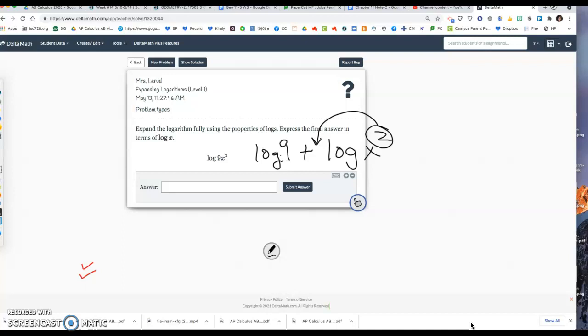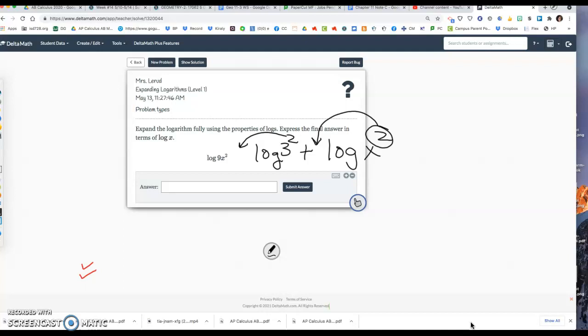What is a 9? It's just log base 10 of 9 plus log base 10 of x squared. We bring the power out front. But because you can bring powers out front, and because 9 is really 3 to a power, I'm not sure if Delta Math required that. I know the teacher wants us to put it up front when we show our work, but I think Delta Math will take either. Okay, that's a good answer.